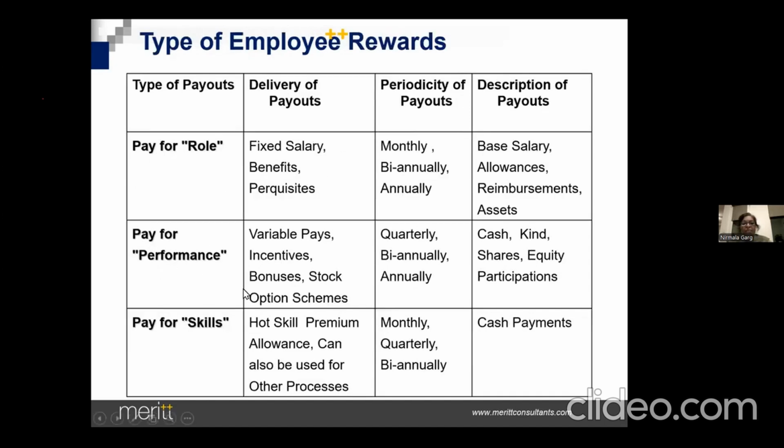So look at this pay for performance. We talked about all these payouts, right? Variable pay, bonus, stocks, etc. They could be quarterly, annually, biannually. Typically, payouts which are quarterly, biannually, annually are all for motivation. And pay for skills, wherever you are giving merit pay, etc. Typically you want to motivate them so that they are able to stay as well and perform better. Taking into consideration the total reward strategy, because it is not just money which matters, right? People are also looking at the growth factor. What is it that I'm really learning?